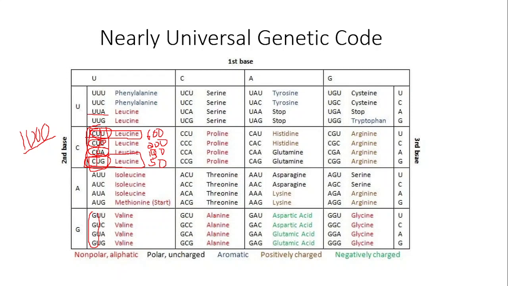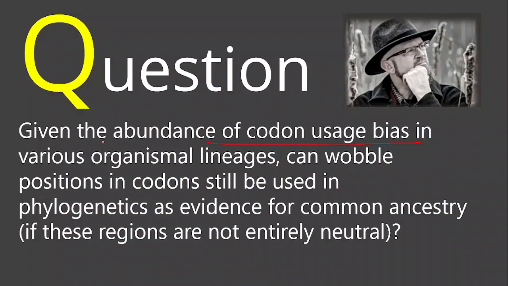Okay, so there's codon bias. You can measure this in different organisms and see how they use their codons differently. Back to the question: can wobbly positions in the codons... It's usually at the third base position where this bias shows up. You're using this codon versus another one, and the third base position is sometimes called the wobble position, because it can wobble. You can read it in multiple different ways and get the same amino acid, and therefore you can have mutations that don't affect your protein.